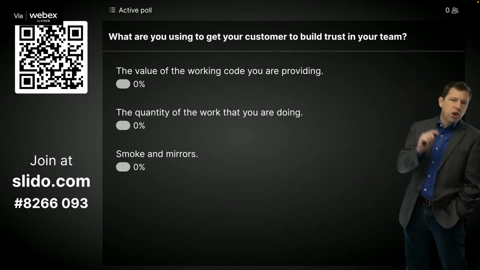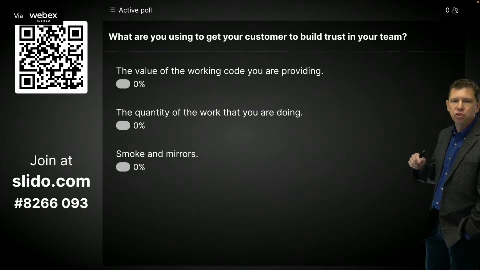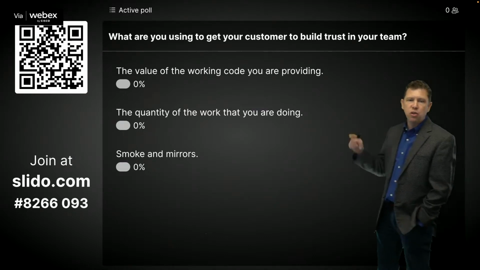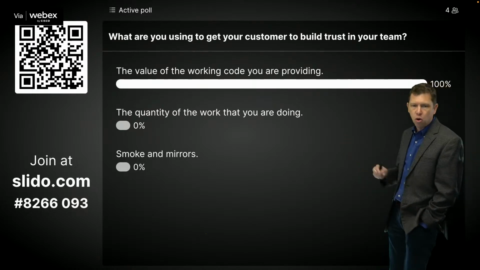So what are you using to get your customer to build trust in your team? What are the things that are happening on your team that are helping build trust in your team? Is it the value of the working code you're providing, the quantity of the work that you are doing, or smoke and mirrors?